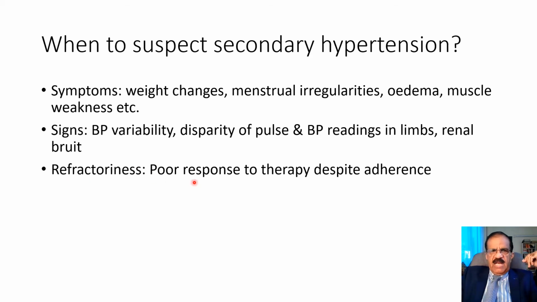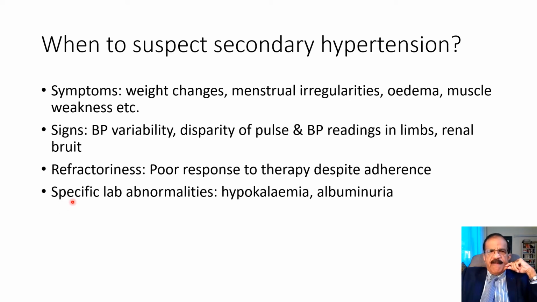Then refractoriness. Of course, any patient with essential hypertension may not respond adequately to the medication. There are some resistant cases, but if somebody is not showing adequate response to treatment, especially if the patient is on multiple drugs, and especially if you know the patient is actually taking the medicine, in other words the hypertension is refractory to the medication, that is another situation where you should consider secondary hypertension, because secondary hypertension is more likely to be refractory to treatment as compared to essential hypertension.